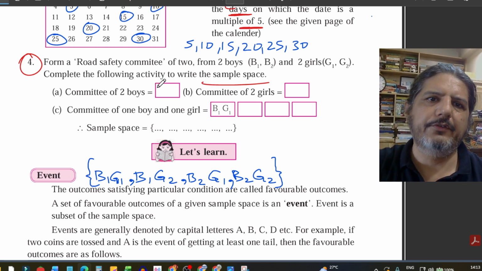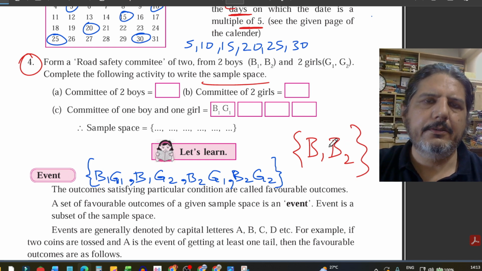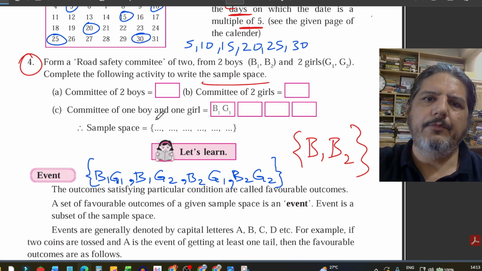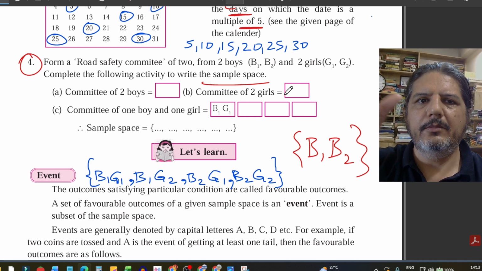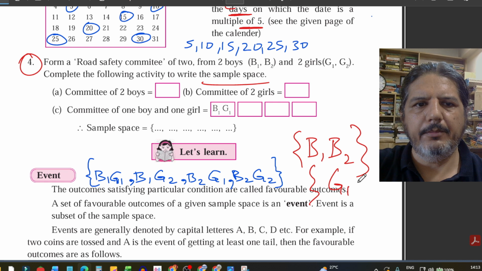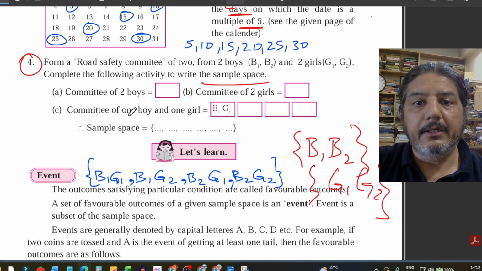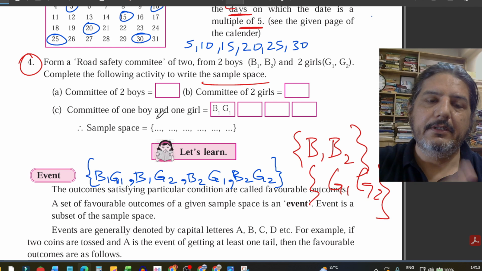So committee of two boys, you can have only one committee of two boys. It will look something like B1, B2. There will be only one element if you want to form a committee of two boys. Similarly, if you want to make a committee of two girls, you can have only one committee, G1, G2. So you will write the sample space.